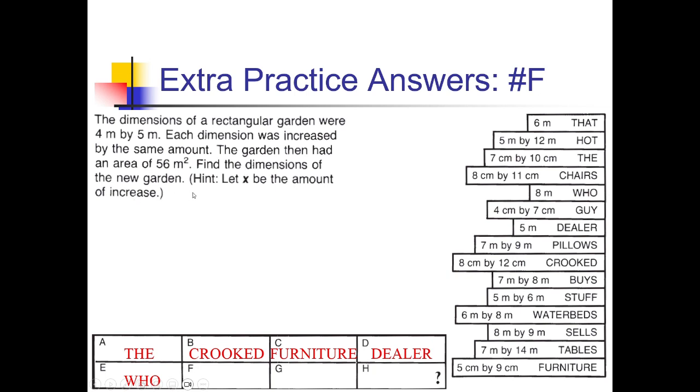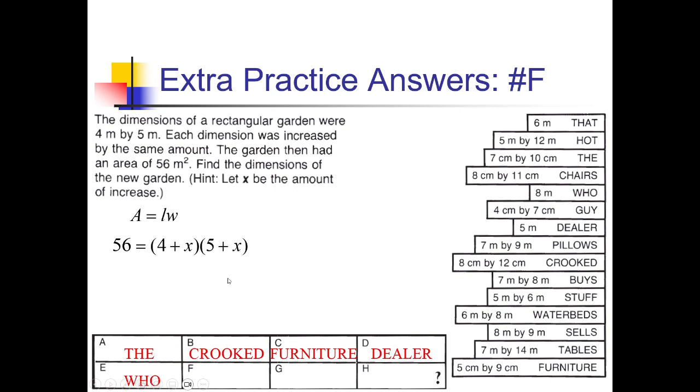All right, so we're dealing with a rectangle, so area equals length times width. The new area is 56. The new length is going to be the original length, which we're calling 4, plus the X that they're adding to it. And the new width is going to be the original width of 5, again, plus an x. So same thing being added to both of these.